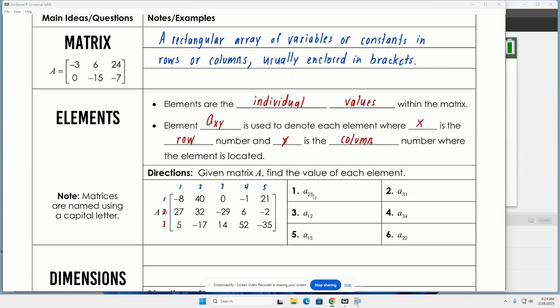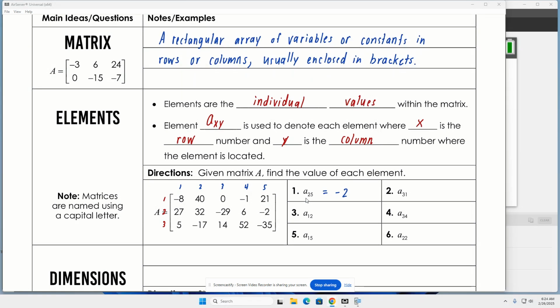So what I'm doing is when I'm specifying a certain element, I am going to row 2, column 5, and that's the value that's located in that position. So A sub 2,5 equals -2. Okay? A sub 2,5 is -2. So that's not too hard, right? So let's do a couple of those together.